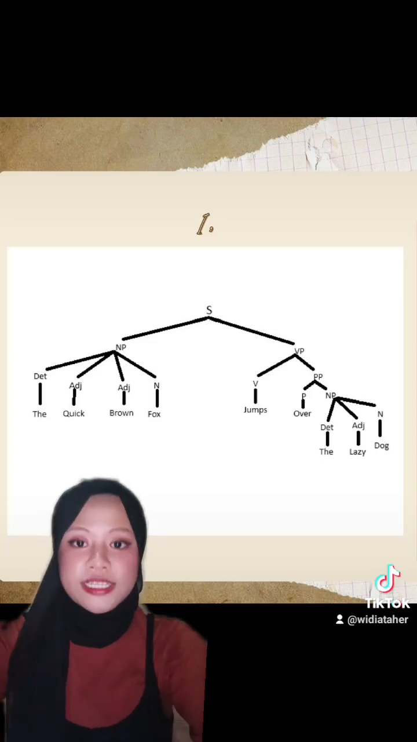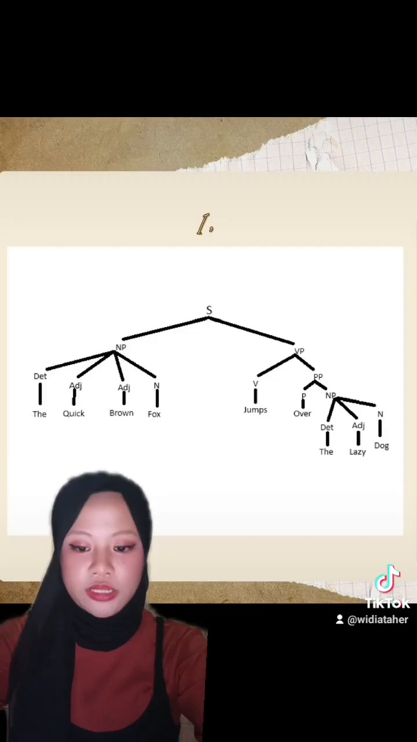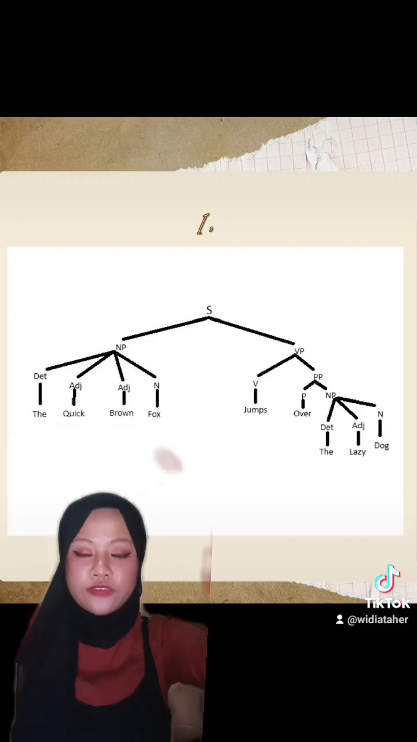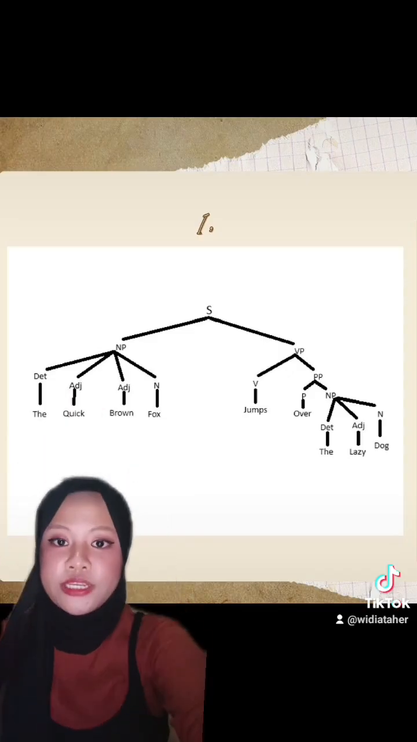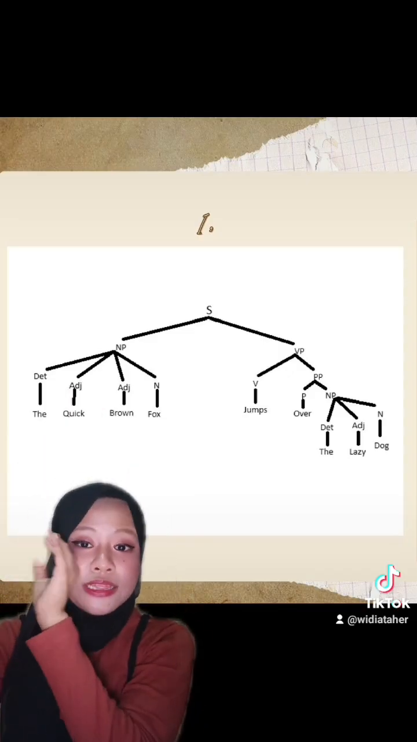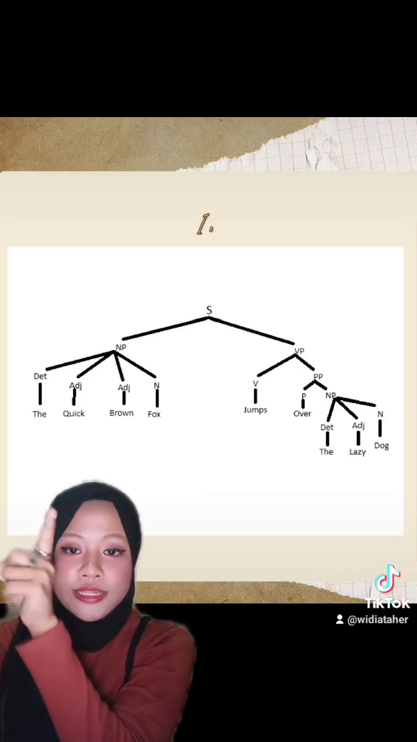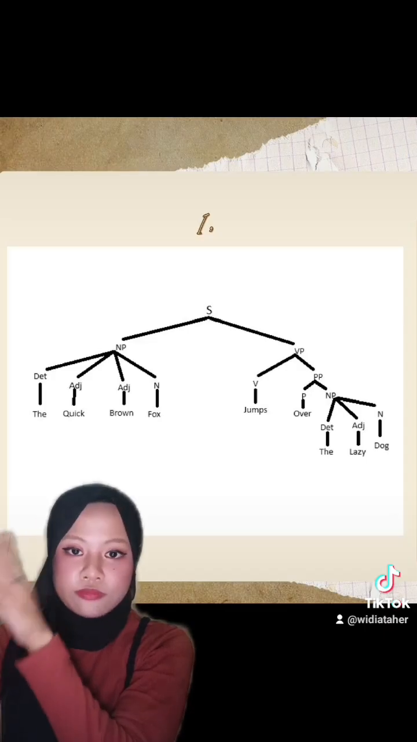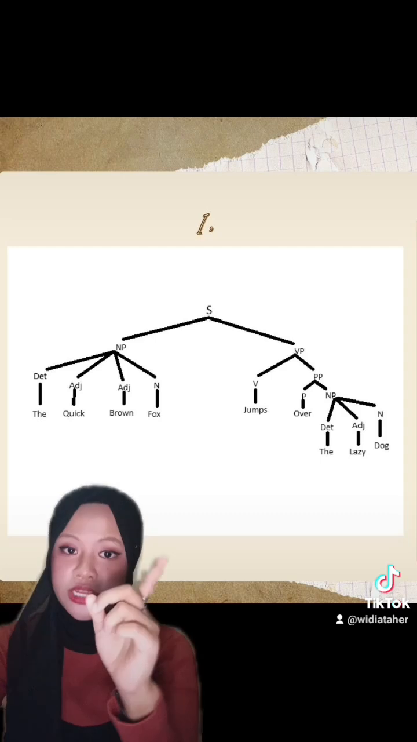So we finished part 1. We will move to part 2, diagrams. The first sentence is the quick brown fox jumps over the lazy dog. I will give you the sentence breakdown. The first one is the noun phrase. Here, the is a determiner, quick is an adjective, brown is an adjective, fox is a noun.